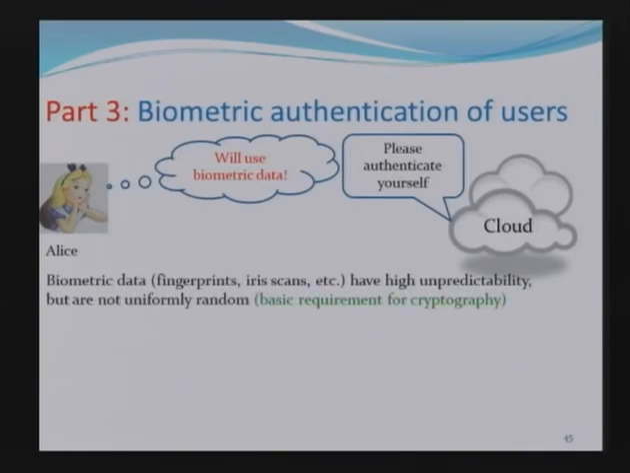They have unpredictability, but the drawback is that they are not uniformly random. That is, if you take a string of length n, it's not the case that all strings will appear with probability 2 to the minus n. Which is a basic requirement for any cryptographic task, and is assumed by almost every cryptographic task.